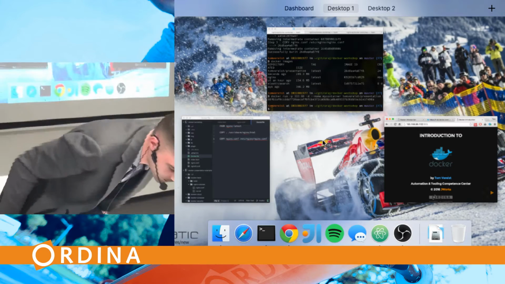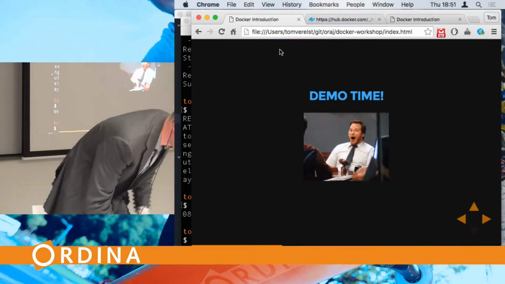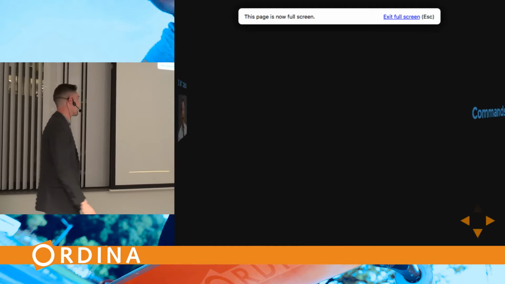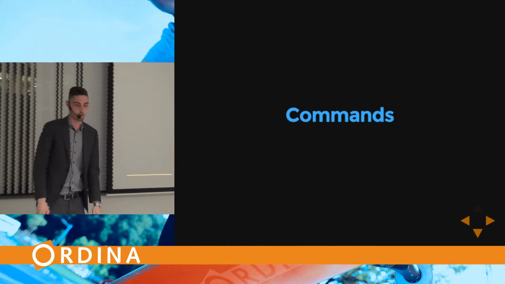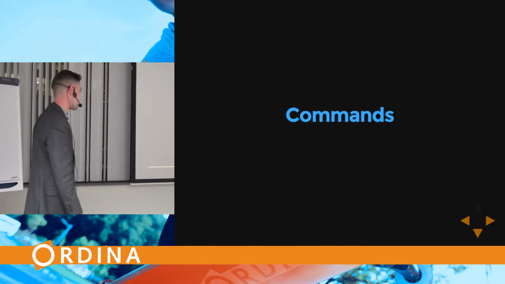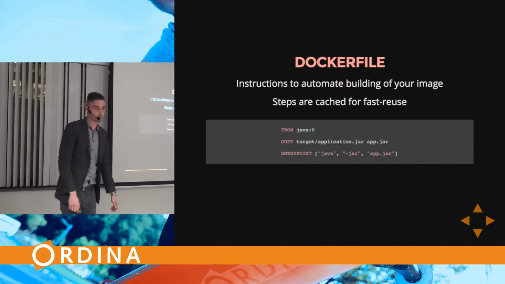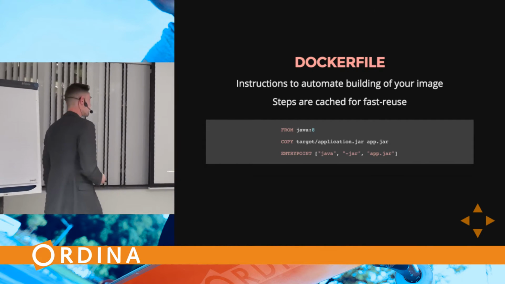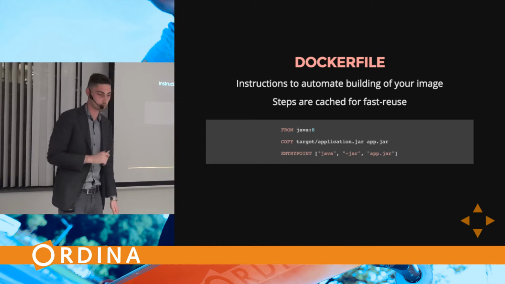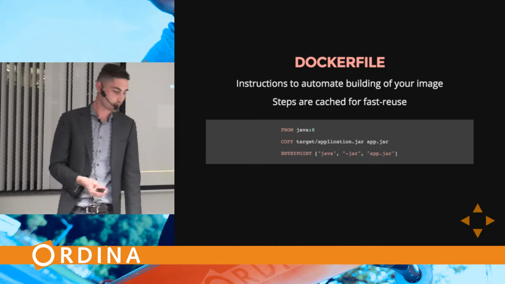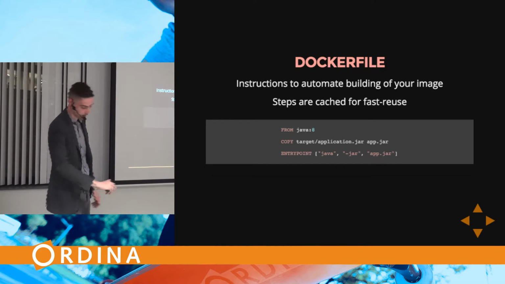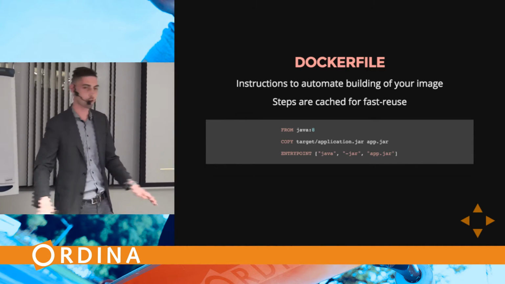So if you go back, the commands, I'm just gonna go over them once again, just so you know them. The Docker file is a file that has all the instructions to create your image, and each step is cached for fast reuse. So if you put something after that second line and you build it again, it will just say, okay, I've done this already, oh, something new. And then, okay, I've done this already, so it's really fast.